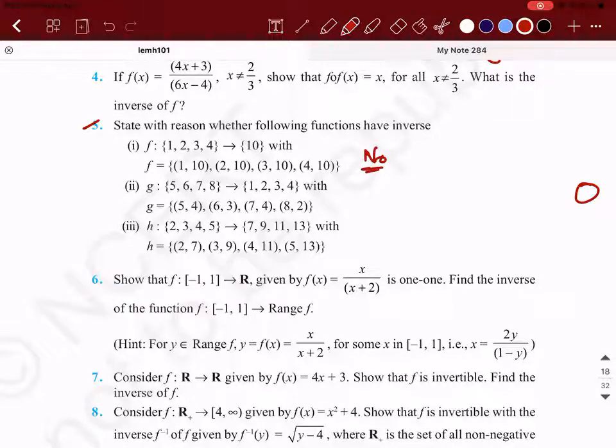5, 4, 6, 3, 7, 4, 8, 2. No. What about third one? 2, 7, 3, 9, 4, 11, 5, 13. So if you observe the number of elements in set A and set B are the same, then what is happening? It is a one-to-one function and onto function. Yes, because it is a bijective function. So bijective functions have inverse existing for them.